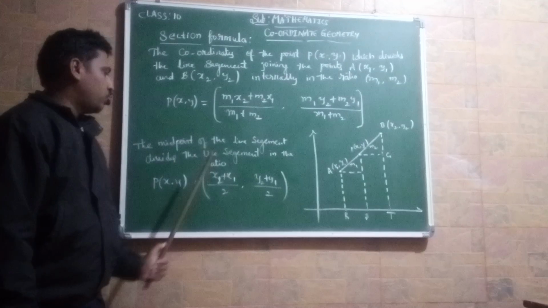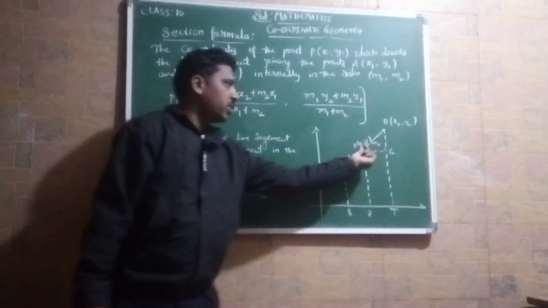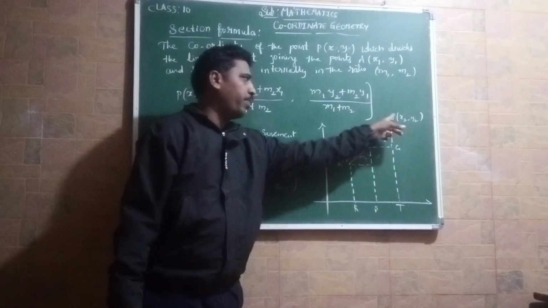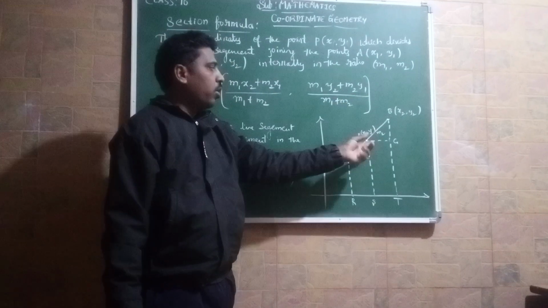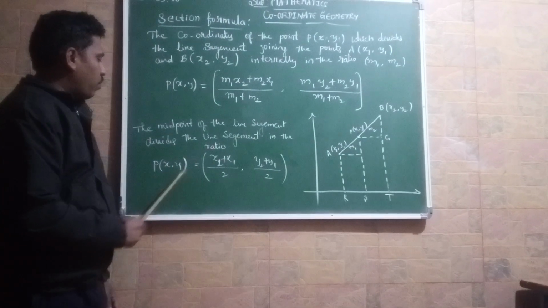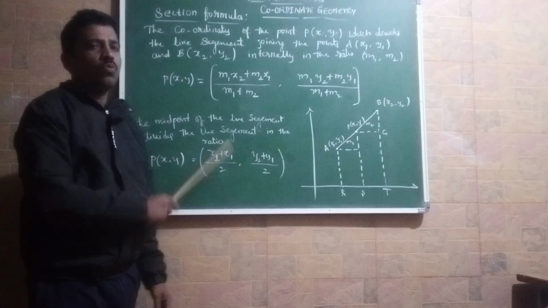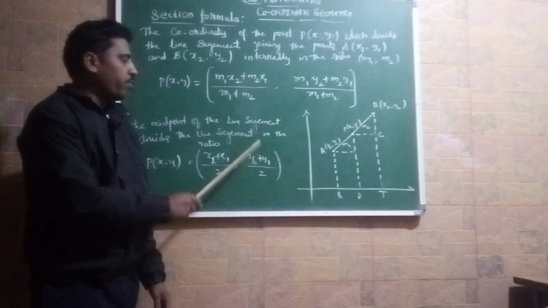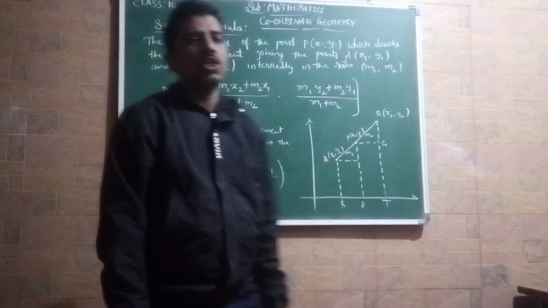So this is the section formula, and also the midpoint of the line segment divides the line segment in the ratio 1:1. Suppose P(x, y) is the midpoint of this line segment AB. So the midpoint formula is P(x, y) = ((x2 + x1)/2, (y2 + y1)/2). This is the section formula.